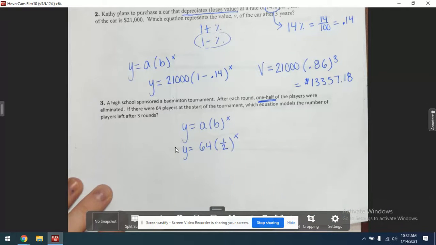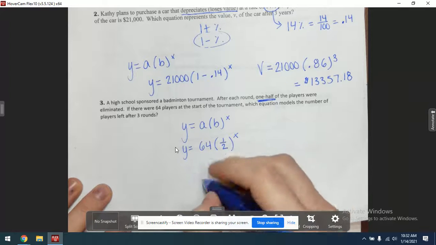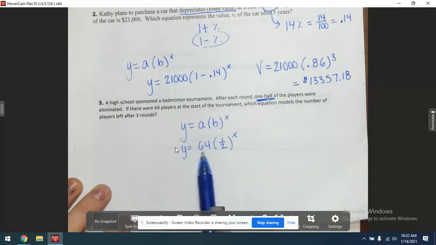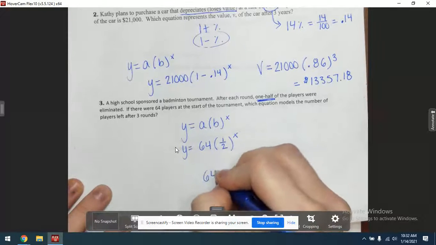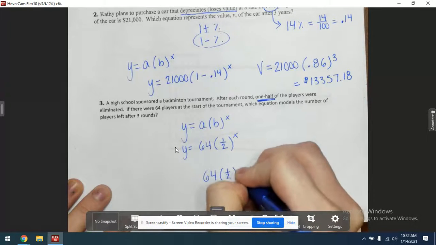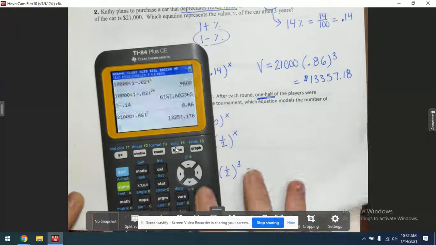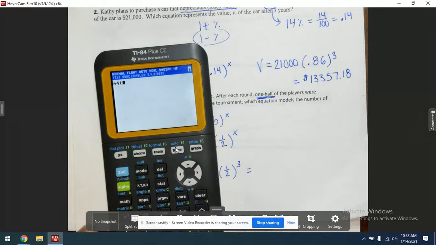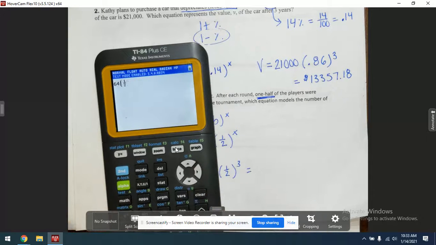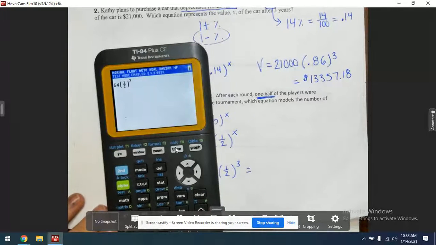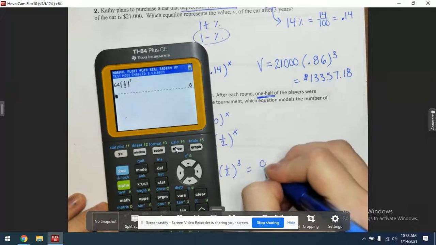Okay. And then if they want to know what happens after 3 rounds, 2 options. You can type this in your y equals and look at your table, or just do the math in your calculator. How many people are going to be left after 3 rounds? So let's see. 64 people, and we keep eliminating half, or 0.5. And what happens after 3 rounds? We'll be left with 8 people.